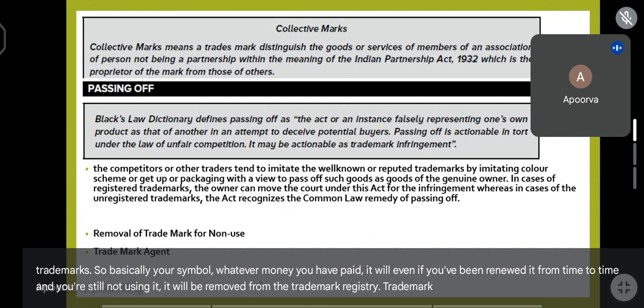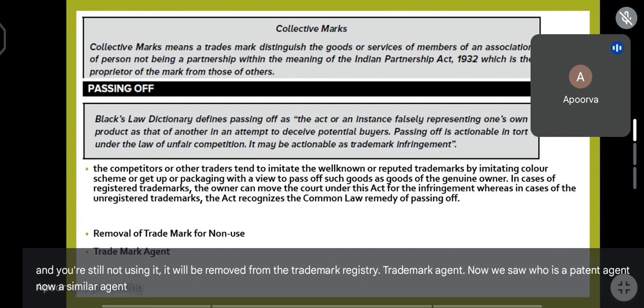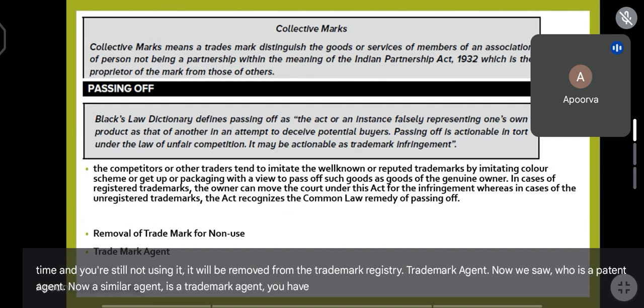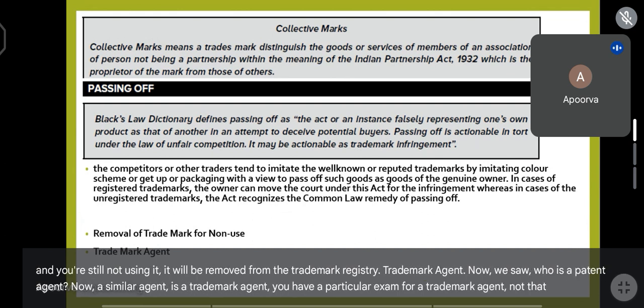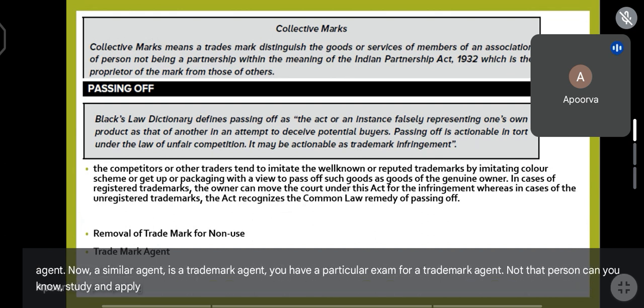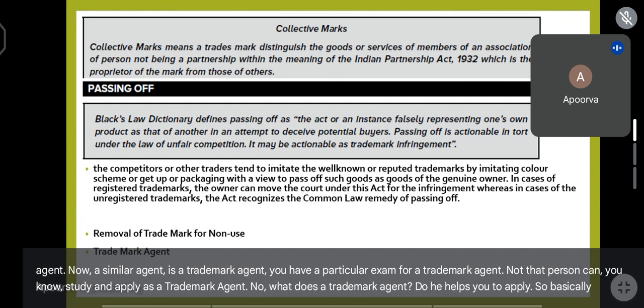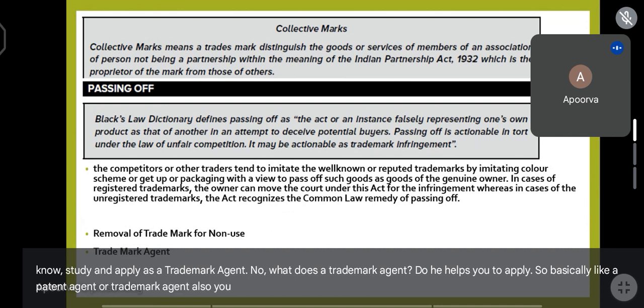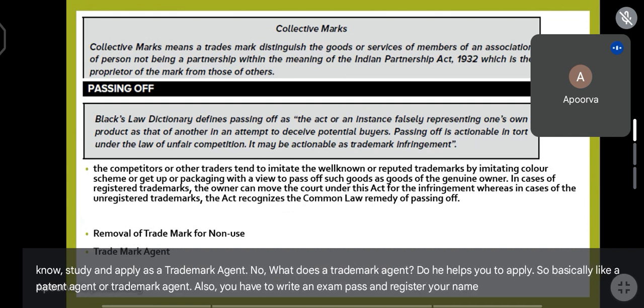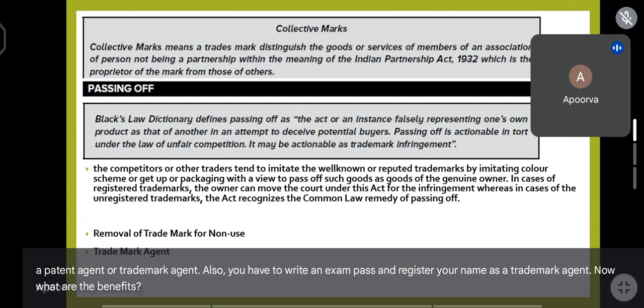Trademark agent. Now we saw who is a patent agent. Now a similar agent is a trademark agent. You have a particular exam for a trademark agent. Now that person can study and apply as a trademark agent. Now what does a trademark agent do? He helps you to apply. So basically, like a patent agent, for a trademark agent also you have to write an exam, pass, and register your name as a trademark agent. Now, what are the benefits? You can apply for trademarks on behalf of people.